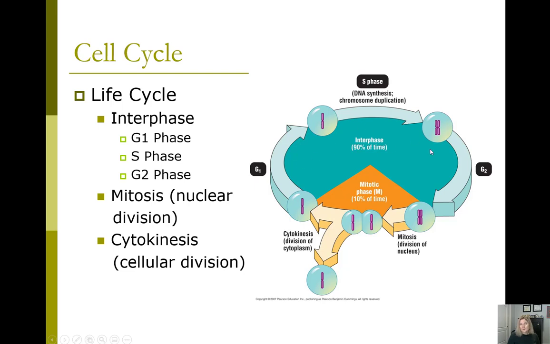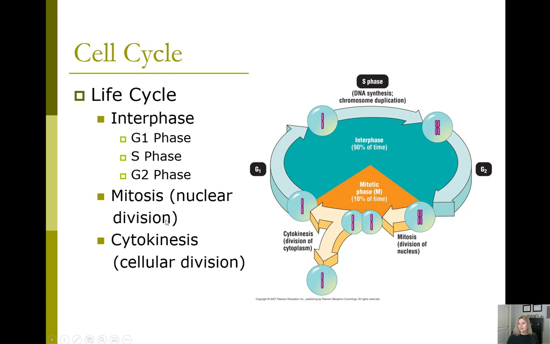90% of the time, the cell is in interphase, the non-dividing phase of the cell cycle. Only about 10% of the time will it be in the mitotic phase. Okay, and then the mitotic phase ends with something called cytokinesis. So when you see this word cytokinesis, think cyto as cell or cytoplasm, and then kinesis is dividing. So this is when it's physically dividing, and that occurs at the end of the mitotic phase, when we end up with two separate cells.